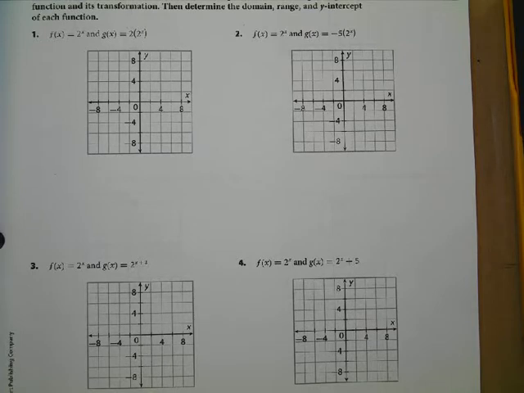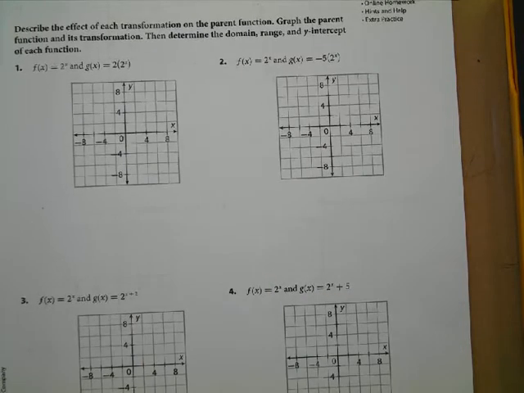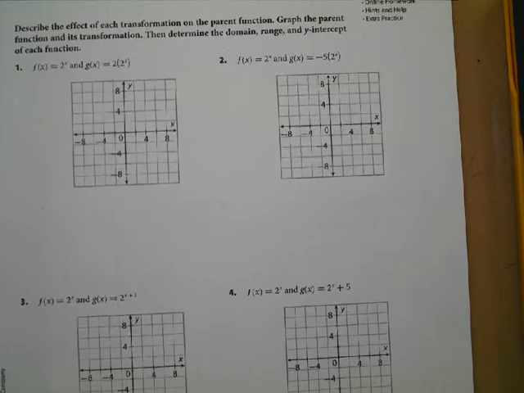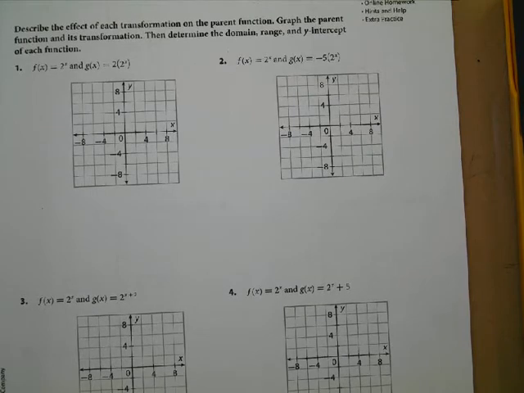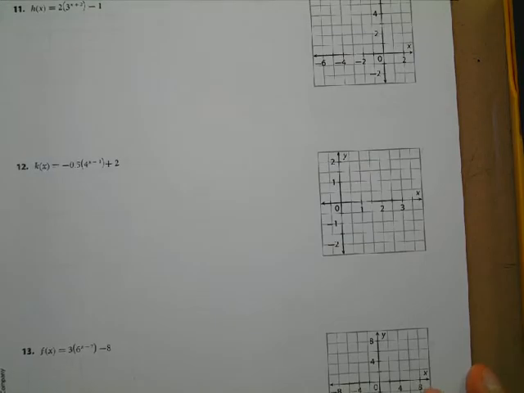Numbers 1 through 4. You'll just be describing transformations there. It also says determine the domain, the range, and the y-intercept. I'm just going to have you describe the transformation. That's it. Okay, for 1 through 4, don't worry about the domain and the range, just because that makes them a lot longer that way.